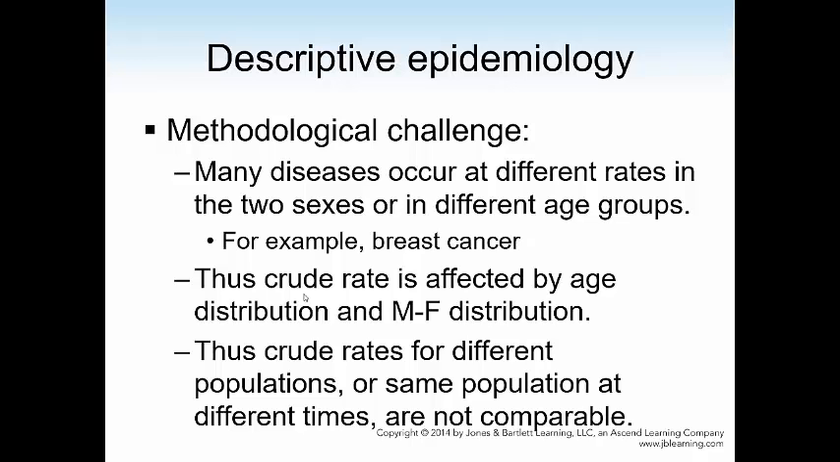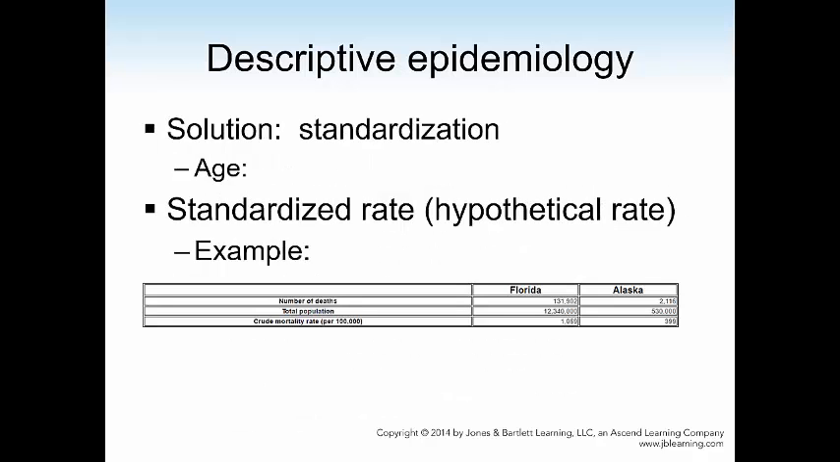We don't define which part of the population is male, which part is female. Also, you have to look at age because, of course, breast cancer is more common in females as they get older. Actually, all cancers are more common as you get older. So the crude rates for different populations or same populations at different times, they're just not comparable. So we have to do something to standardize that. Okay, that's the solution. So we could do an age standardization, or we could do a gender standardization.